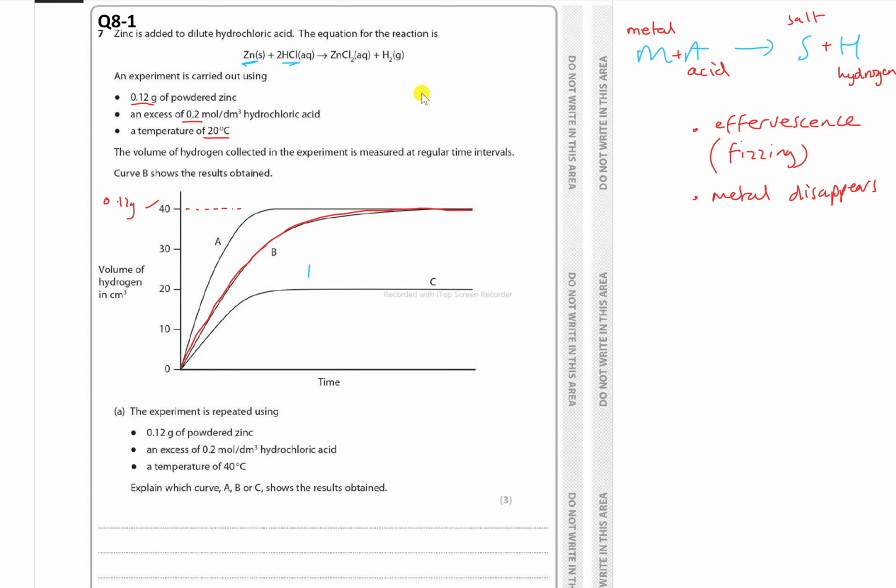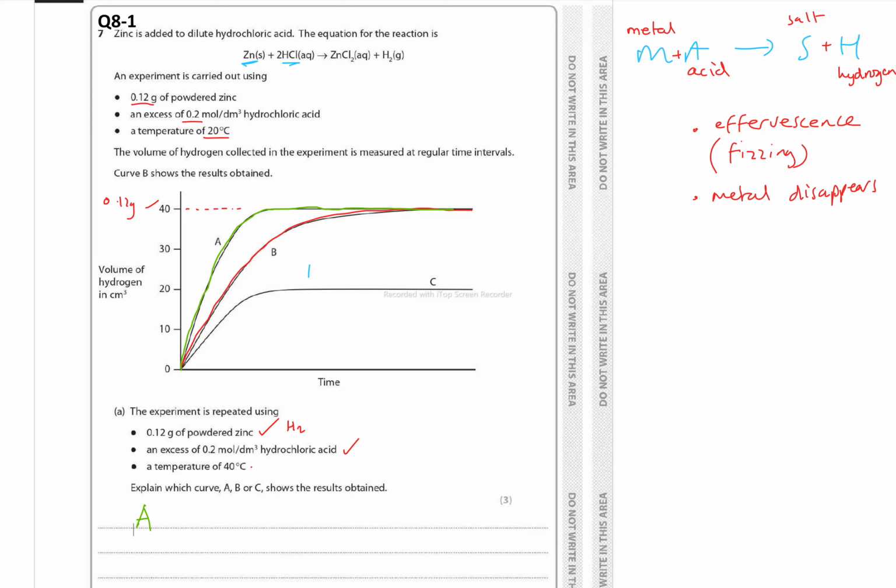Right, we're going to repeat this with the same zinc, so we're expecting the same hydrogen. Excess acid, so all of it's going to react, but at a higher temperature, so we're expecting a quicker reaction. A quicker reaction would mean a steeper curve. It produces 40 centimeter cubed of hydrogen gas, and then that's it. It's just chilling out because there's nothing left to react. So it will be A.